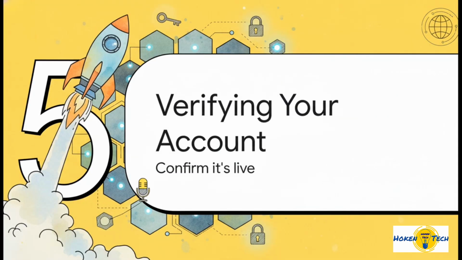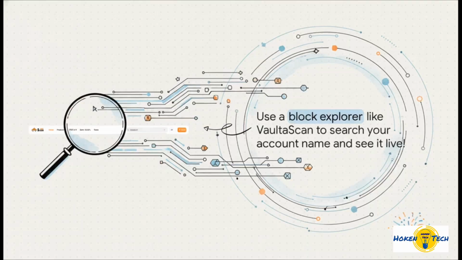All right, the serious part is over. Phew. Now for the fun part, the payoff. Let's go and actually see your new account live on the blockchain for everyone to see. So how do we do that? We use something called a block explorer. A good one is called Vaulta Scan. All you have to do is go to their website, type in that cool account name you just created, the one ending in .gm, and hit search.